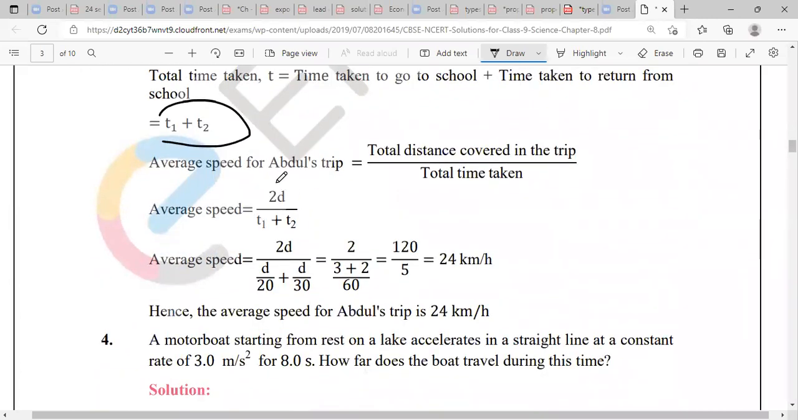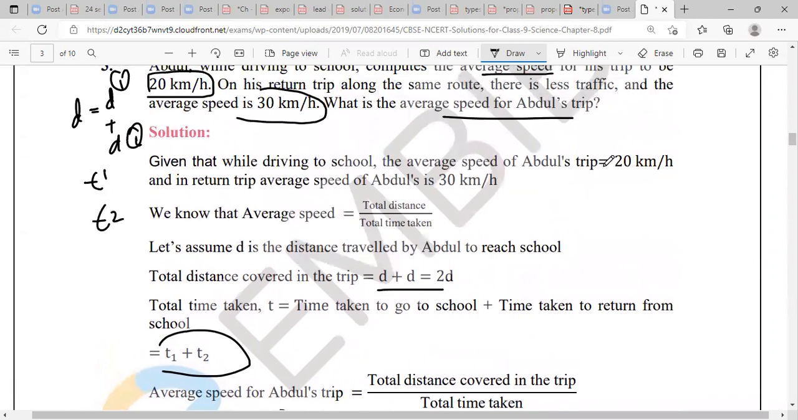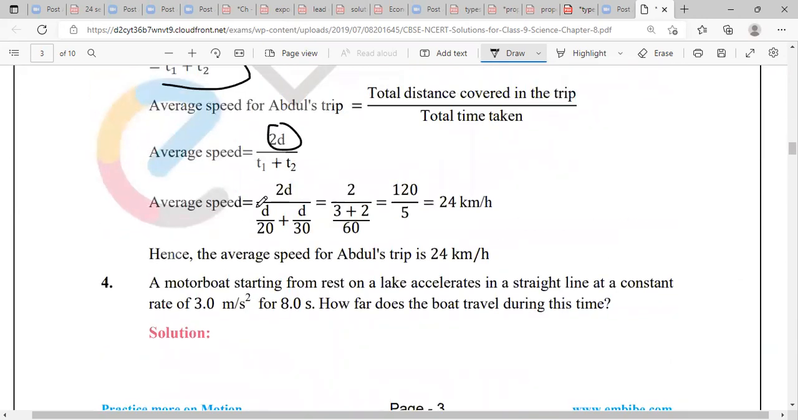See, 2D and T1 plus T2. T1 is basically D divided by 20. Why D divided by 20? Because you know speed equals distance upon time. So if you have to find T, it's going to be distance upon speed. So distance is D and your speed is basically one time 20 and another time 30. Right? So over here it's written D upon 20 and D upon 30 and you will solve it like this. Clear?